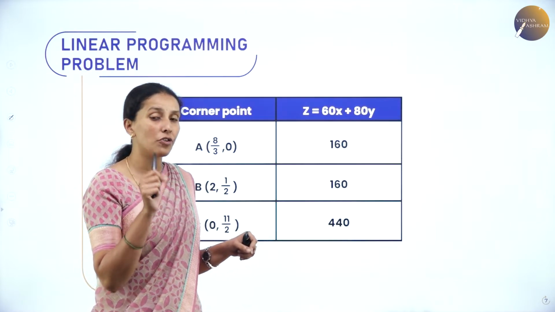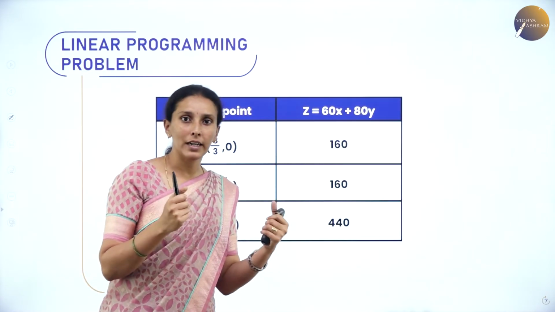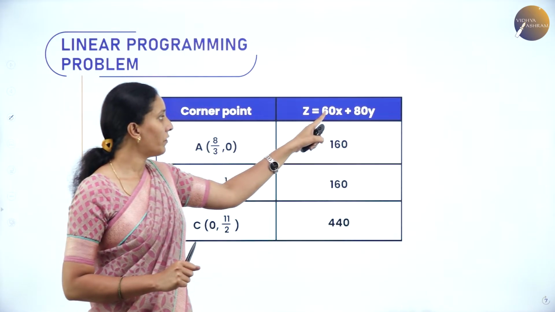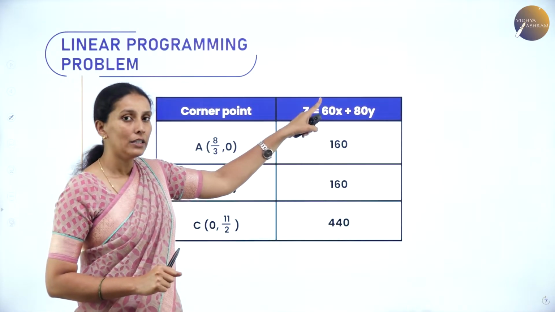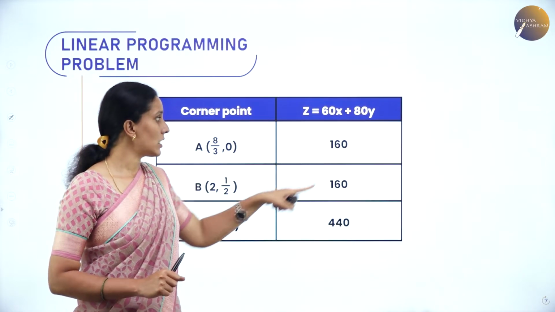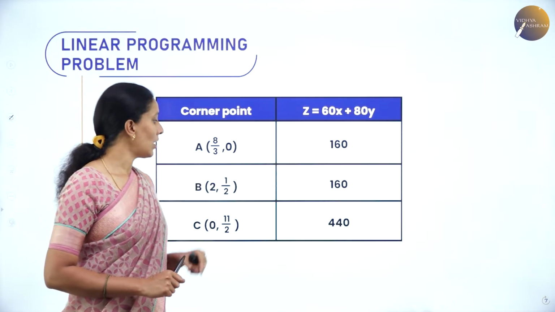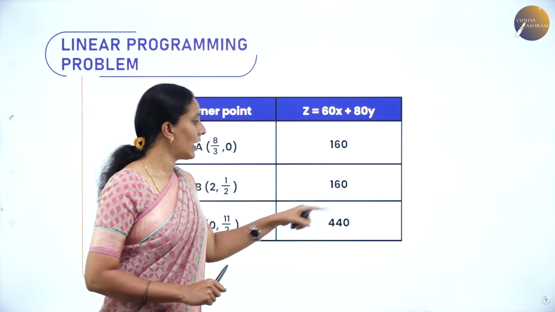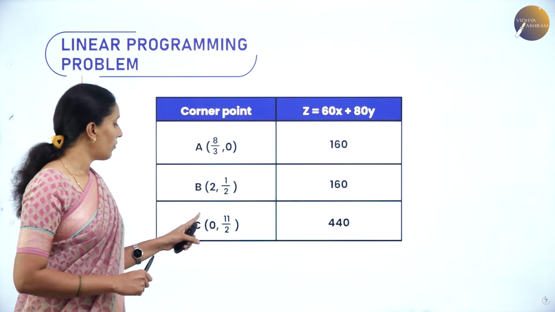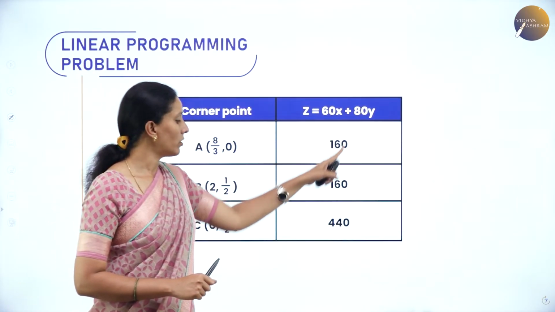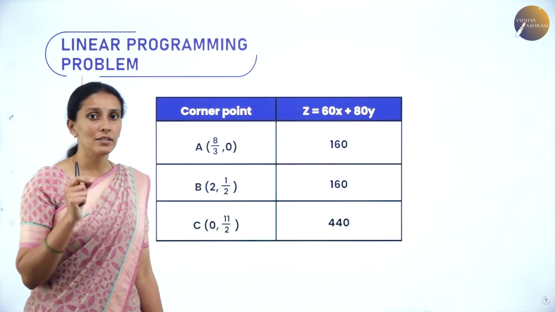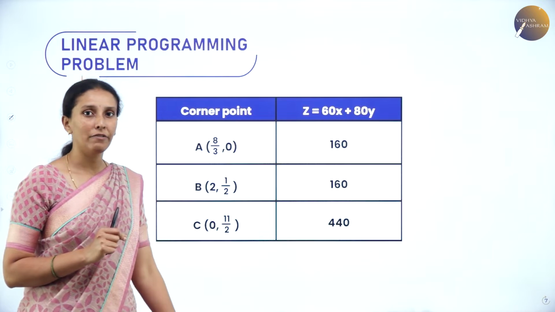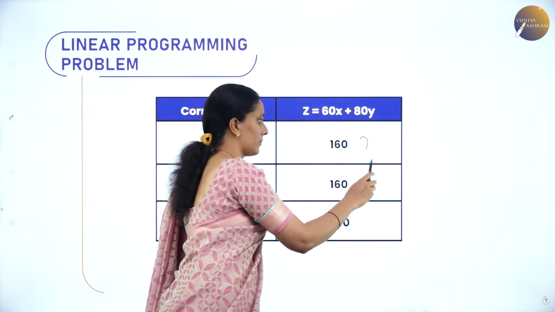Now, how many mixtures of food P and food Q are going? That is x and y. Now, substituting the value 8/3, we will get 60 times 8/3, which is 160. Y is 0, so total 160. Similarly, if you take 2 and 1/2 as x and y, you will get the value as 160. If you take (0, 11/2), this is 450. What is the thing we need to find out here? Minimum value. So, which is the minimum value here? 160.